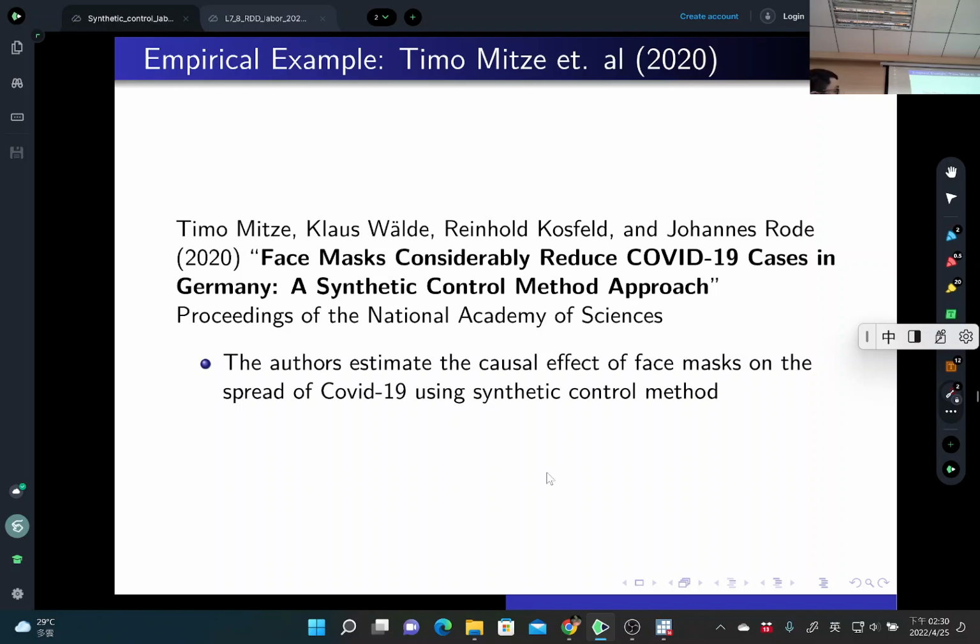For example, in this paper published in 2020, just when COVID-19 broke out, a lot of people in Western countries did not want to wear face masks, because they thought masks do not really affect the spread of COVID-19 but might make them uncomfortable. But in this study, they used some open data from Germany, which everyone can get, and combined with the synthetic control method, they gave very strong evidence that wearing face masks can considerably reduce COVID-19 cases. You can see this is a quite low-cost tool compared with other methods. It was published in the very good journal Science, and they are all economists, actually.